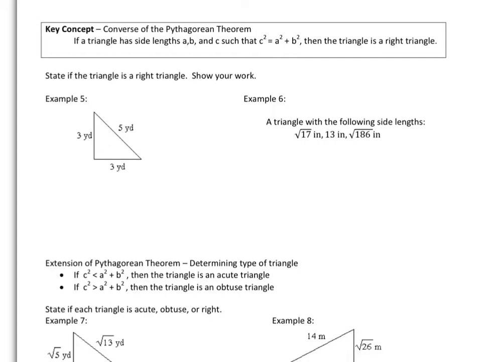So here we do not know, and it's on purpose, that example 5 is a right triangle. We are not told that information. So we're going to see if the Pythagorean theorem works, and if it works, we can conclude that it is indeed a right triangle.